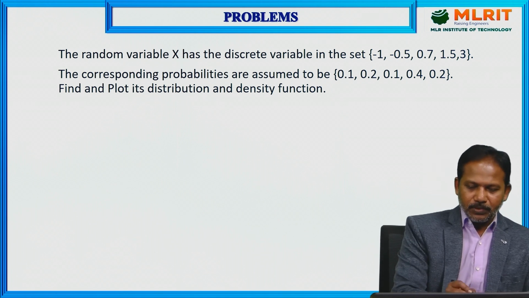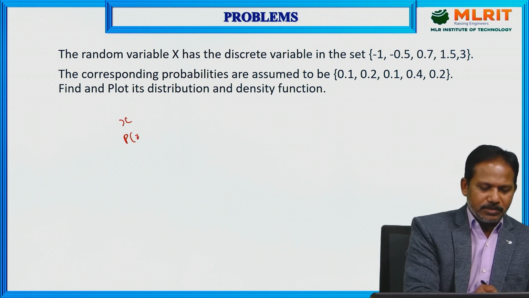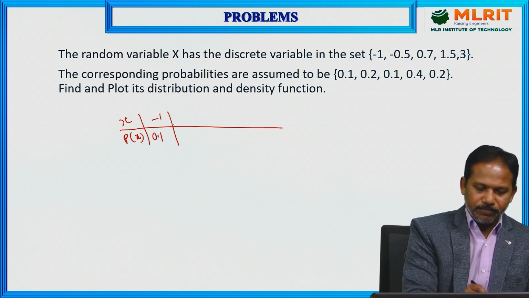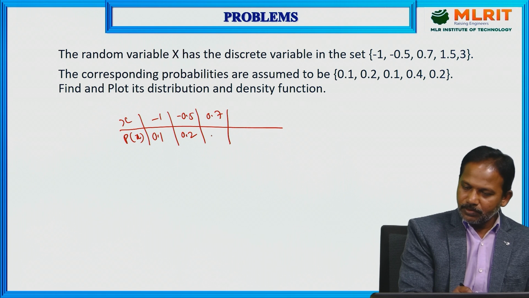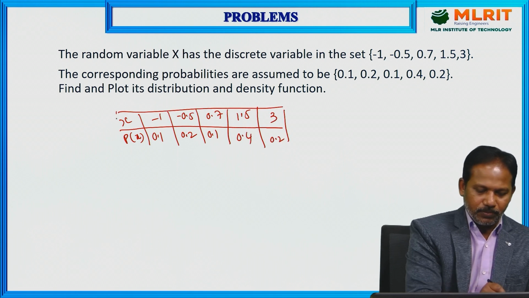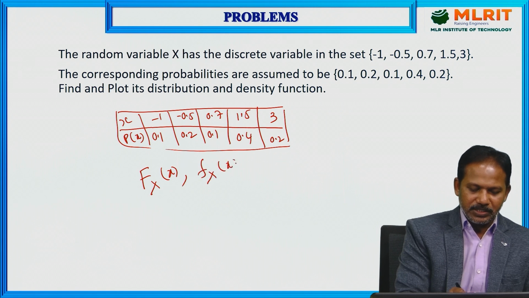First of all, I need to prepare the table, that is x and p of x. Here, x = -1 with probability 0.1, -0.5 with probability 0.2, 0.7 with probability 0.1, 1.5 with probability 0.4, and 3 with probability 0.2. So this is the given data. Now I need to find the probability distribution function and the probability density function.